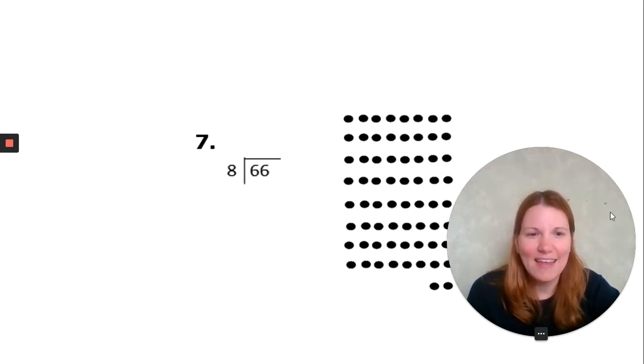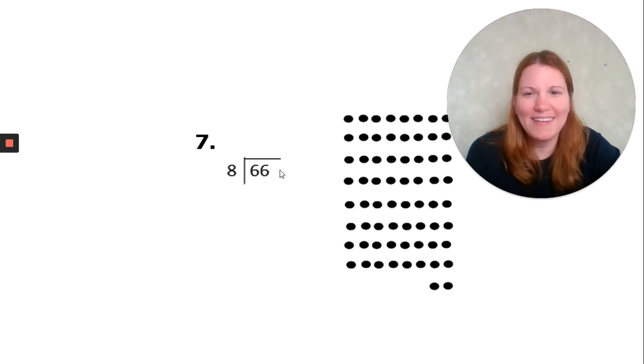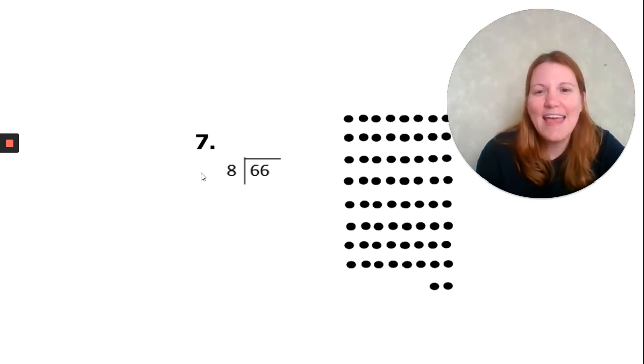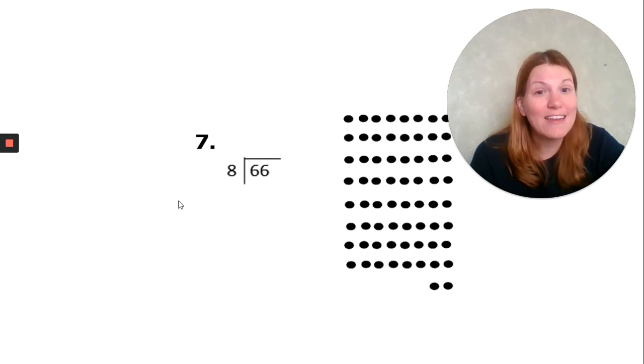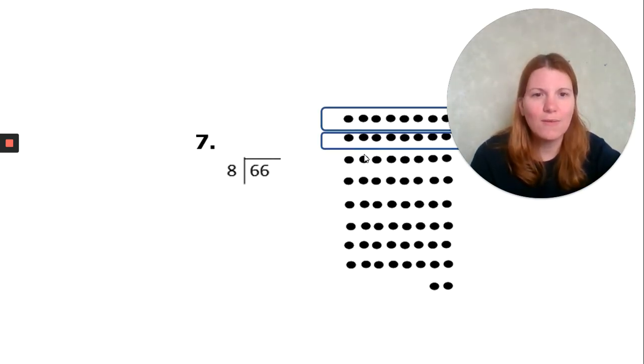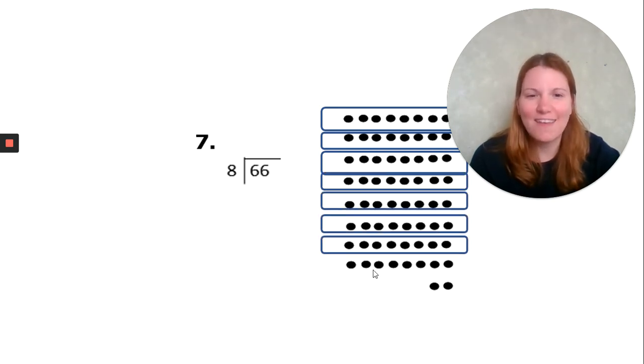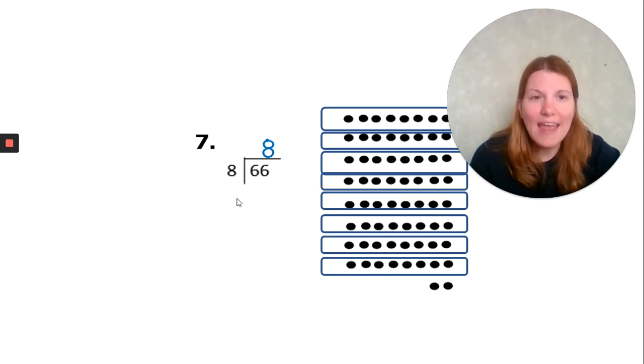Number 7. All right, let me slide myself up here. There we go. So I've got 66 total here, and I'm going to make groups of 8. So there's 1, 2, 3, 4, 5, 6, 7, 8 in a row. So let me circle as many rows of 8 as I can make in 66. There's 1, 2, 3, 4, 5, 6, 7, 8. So altogether, I can make 8 groups of 8 in the number 66, and then there will be 2 left over. So 66 divided by 8 is 8, remainder 2.